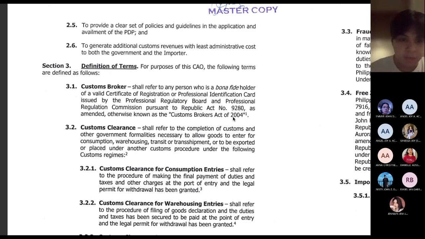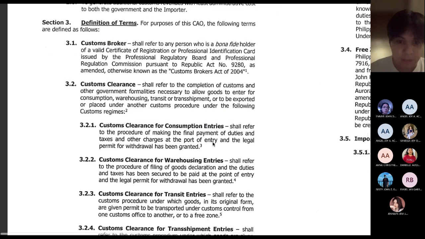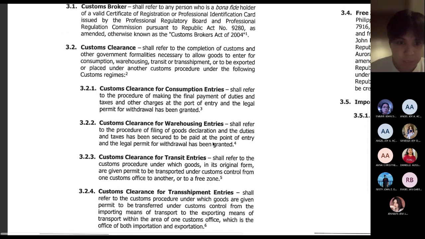3.2 Customs clearance shall refer to the completion of customs and other government formalities necessary to allow goods to enter for consumption, warehousing, transit or transshipment, or to be exported or placed under another customs procedure under the following customs regimes. 3.2.1 Customs clearance for consumption entries shall refer to the procedure of making the final payment of duties and taxes and other charges at the port of entry, and the legal permit for withdrawal has been granted.